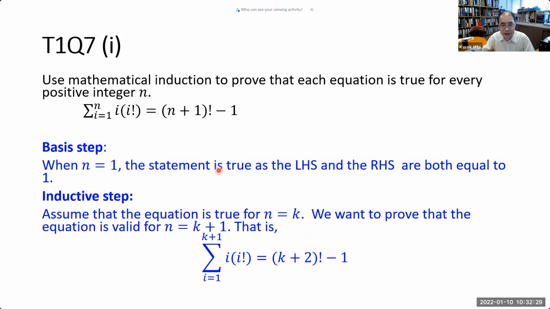Okay, so we look at the left-hand side, which is equal to 1 times 1. This one is equal to 1. The right-hand side is 2 factorial minus 1, which is also 1. So you see that the left-hand side is 1, the right-hand side is 1. So the left-hand side and right-hand side are the same. So we conclude that the statement is true as the left-hand side and the right-hand side are both equal to 1. So this is the basis step.